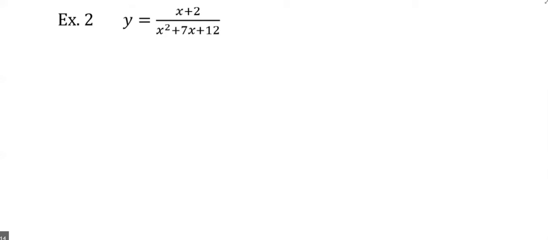Intercepts, asymptotes, behavior. Those are the three things that you have to do. And I like getting my forms right first. In fact, it's a really good idea to get your forms right, because if you have a hole somewhere, you probably want to find that first.